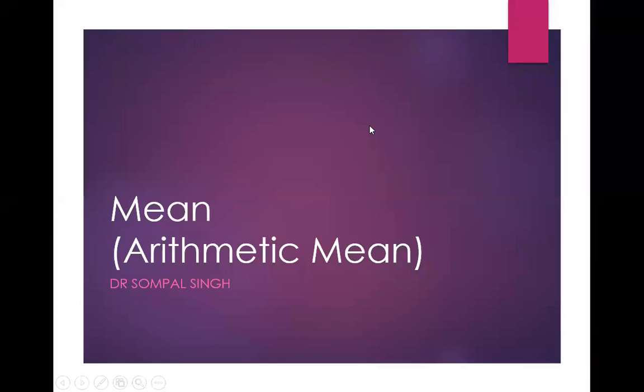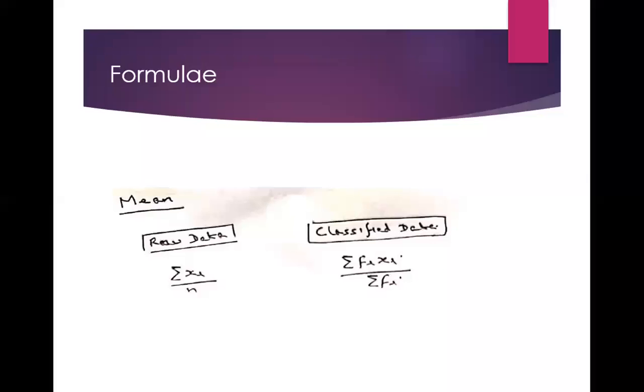So first I'll talk about arithmetic mean. The formula for arithmetic mean for raw data is the summation of all the values of a variable divided by the number of the observations or the number of values. For classified data, it is summation of the values multiplied by their frequencies divided by summation of frequencies. So there are these two formulae to calculate the arithmetic mean.